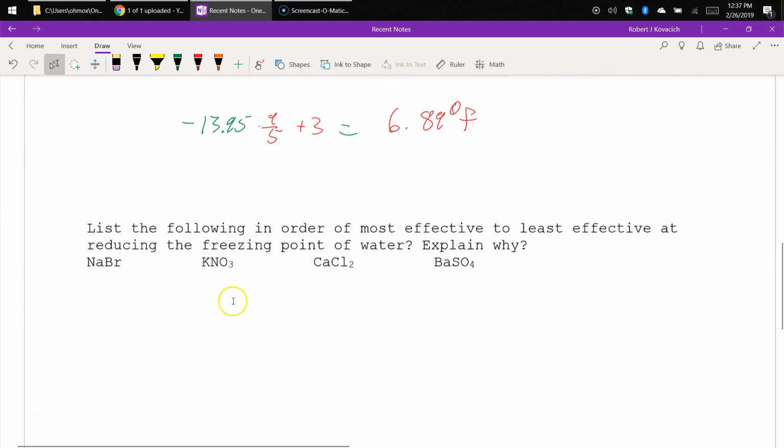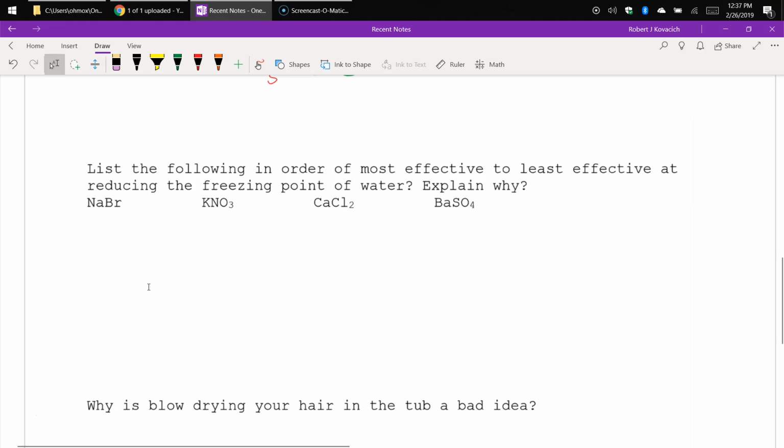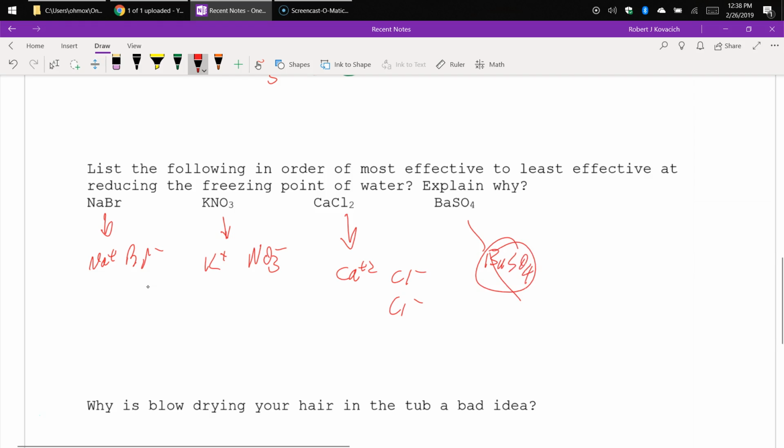All right, list the following in order of most effective to least effective at reducing the freezing point of water. This guy here is going to separate into a sodium and a bromide. You're going to separate into a potassium and a nitrate. You're going to separate into a calcium and 2 chlorides, and you're BaSO4. You're insoluble, so you're not going to separate. So this is 1 particle, this is 3 particles, this is 2 particles, and this is 2 particles. So the n for this one would be 3, so the most effective at reducing the freezing point would be this calcium chloride.